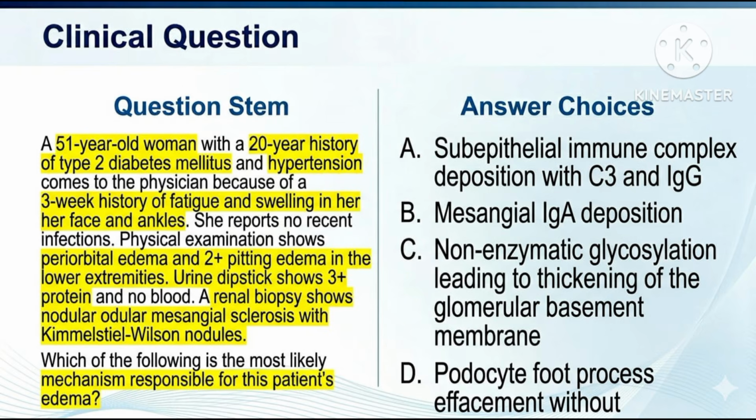What is the mechanism responsible for this patient's edema? Non-enzymatic glycosylation of renal arterioles leading to thickening of glomerular basement membrane with mesangial sclerosis. Podocyte foot process effacement will be seen in minimal change disease. Mesangial IgA deposition will be seen in IgA nephropathy.